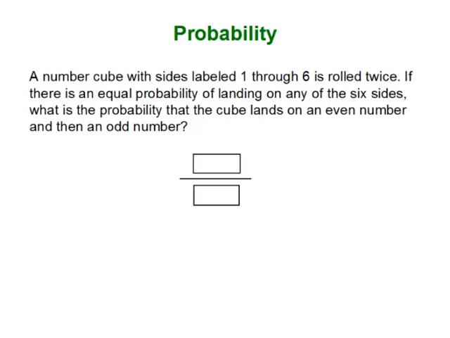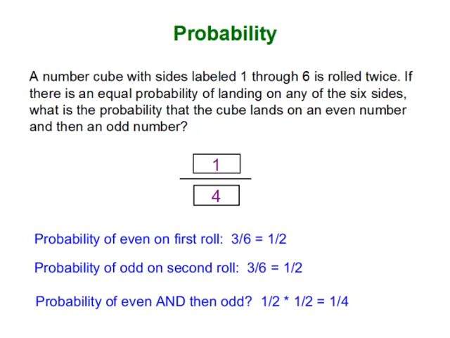This number cube has an equal number of evens and odds, which means it's equally likely to roll an even as it is to roll an odd. And we'll use that idea as we think about the chance of rolling an even and then an odd. Notice the use of the word and in that question. Probability of an even and then an odd. So the and means multiply. And so the probability of even on the first roll is 1/2. Probability of an odd on the second is likewise 1/2. We multiply to get 1/4.